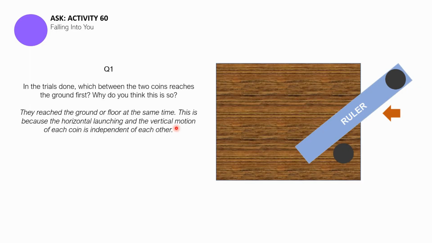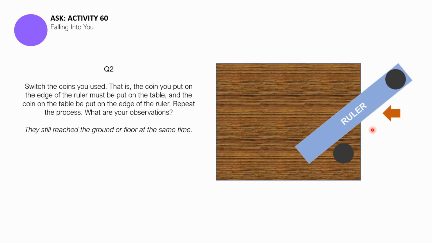So, yung mga coins, they reach the ground or the floor at the same time. Sabay sila. Alright, bakit ganon? It's because of the horizontal launching, itong coin na to na na-launch horizontally, at yung vertical motion naman ng coin na to na basta na lang nahulog, their motions, horizontal and vertical, are independent of each other. Kaya sabay at sabay talaga silang magfo-fall. Okay? Question number 2. Pareho lang yung mangyayari, but they will still be reaching the ground or the floor at the same time.